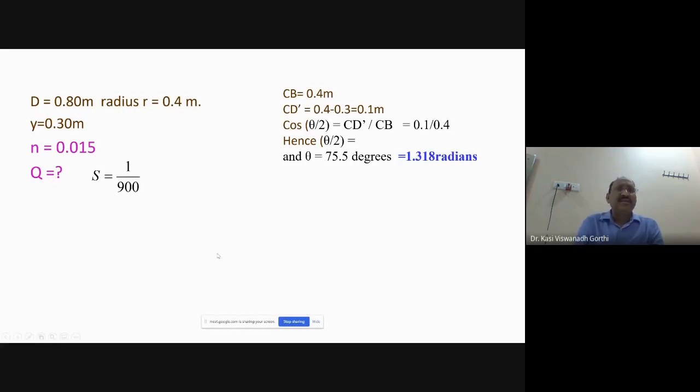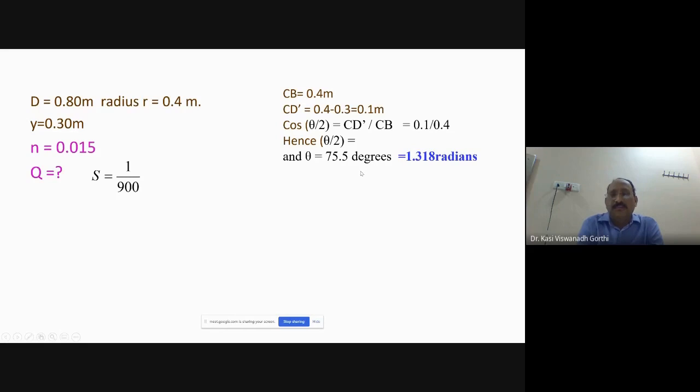Okay, so the details are given. Diameter is given. Depth of flow is given. Manning's n is given. And the longitudinal slope is given. And you are expected to compute the discharge Q. CB in the problem is 0.4 meters because it is the radius. CD dash is 0.4 minus the depth of flow 0.3, that is 0.1 meter.